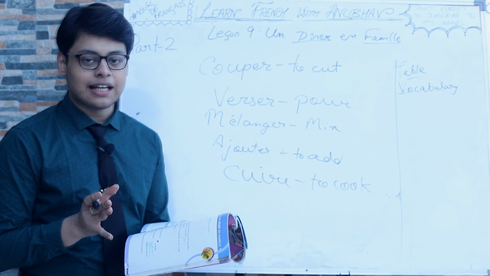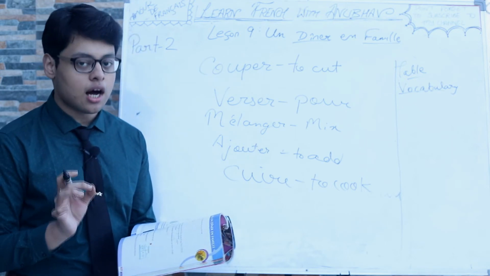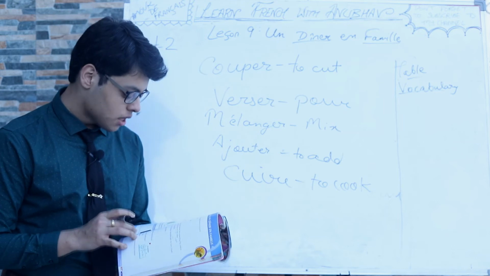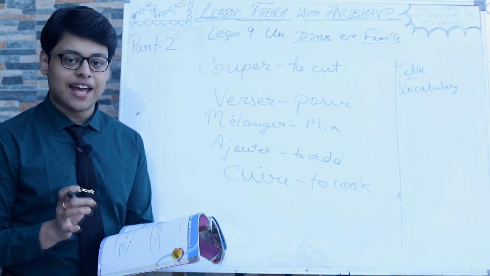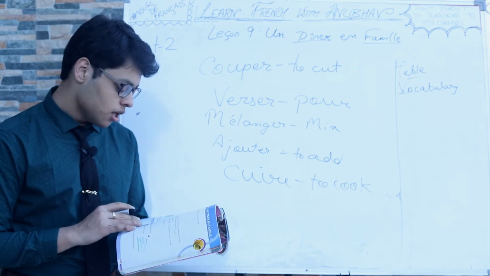Assiette, A-S-S-I-E-T-T-E is the plate, where V-E-R-R-E is glass. Cuillère, C-U-I-L-L-È-R-E with an accent grave, is spoon.